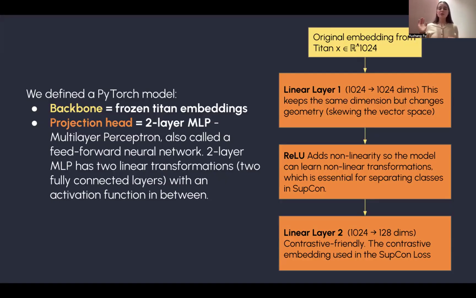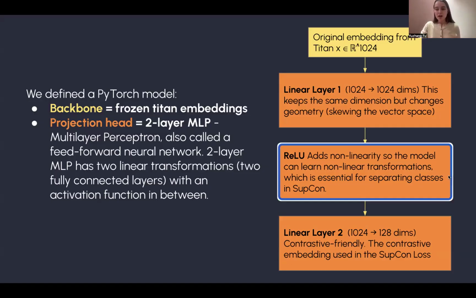And then we get to the third linear layer that reduces the dimensional space from 1024 to 128 dimensions. The idea is to get rid of all the noise, so to really just keep the most important dimensions. And in the literature, it's quite common to see 128 as the chosen final dimension. This is more contrastive friendly, and that's what we ended up using for our projection head.